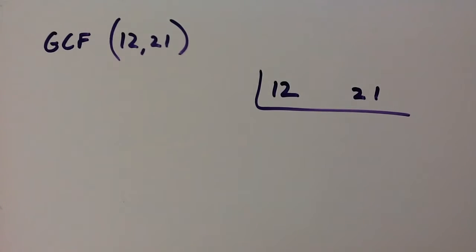Okay, let's find the greatest common factor between 12 and 21. So I write those numbers side by side and draw an L for ladder. Now I'll pull out a common factor between 12 and 21. I know that 2 is not a common factor because 21 is an odd number.